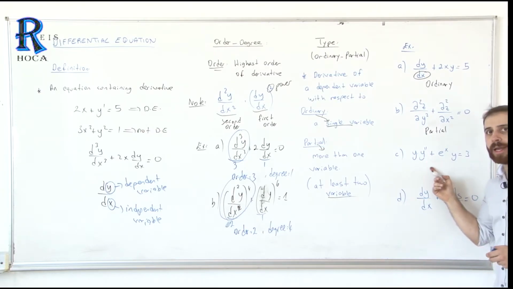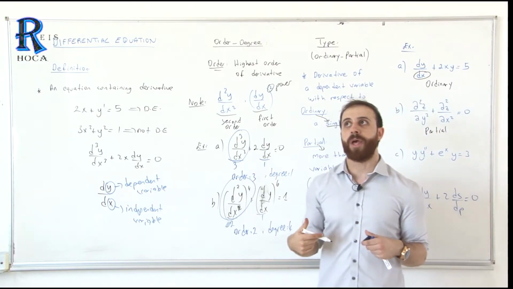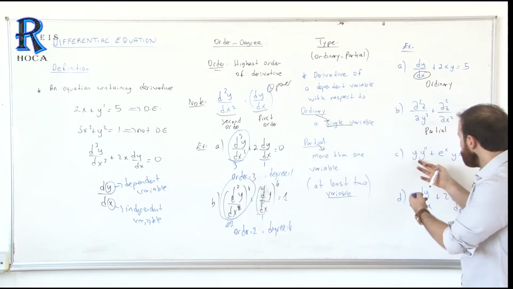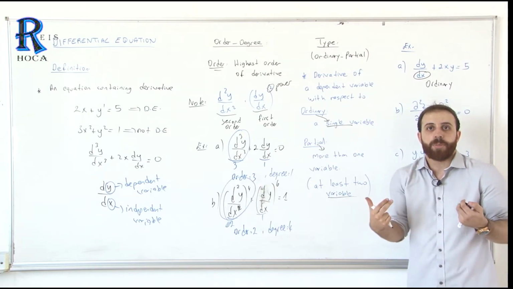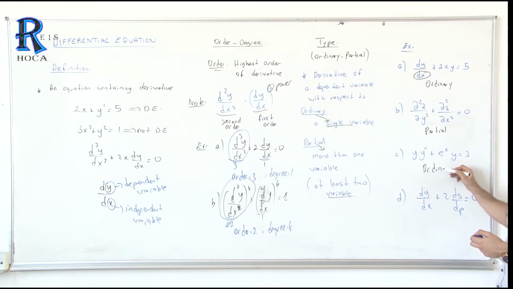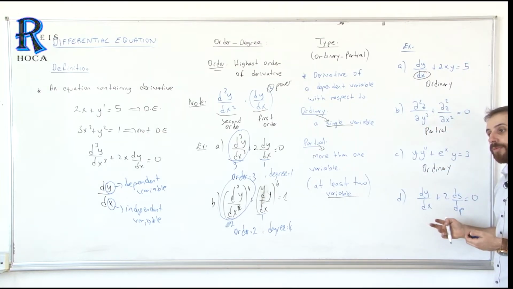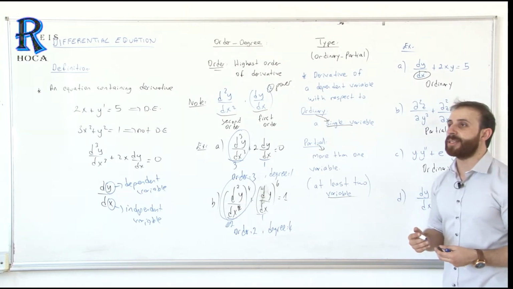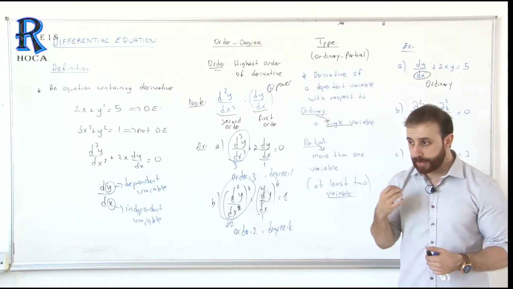Here, is there any other information? Just y double prime. Is there any information that we have another type of derivative? No. We have no other information. That's why this is just a derivative. There is no information that we have another type of derivative. It means we have just one type of derivative. If we have one type of derivative, this is ordinary. So be careful about this part. How many variables do we have with respect to which we are taking the derivative? We say yes, this is partial. No, this is not partial. Be careful. This is not partial.